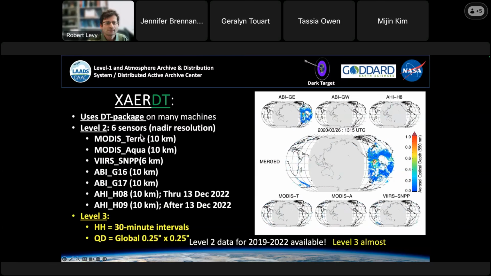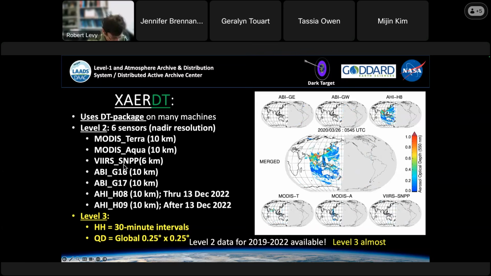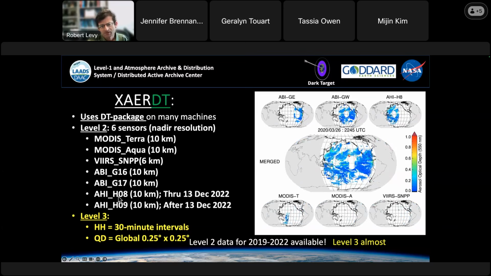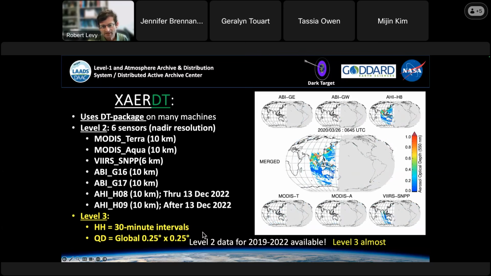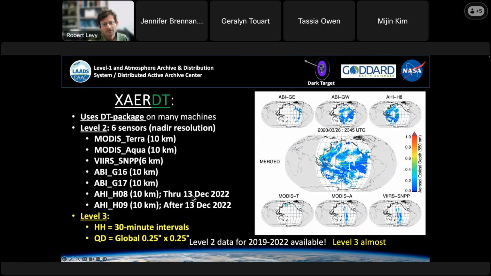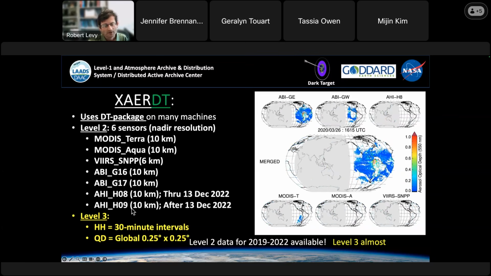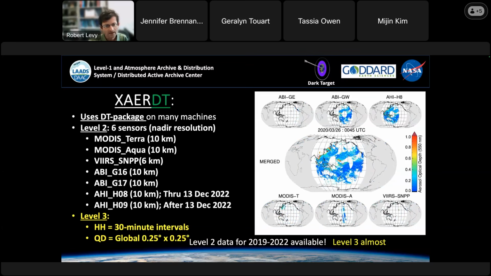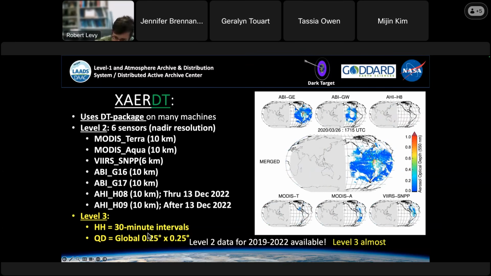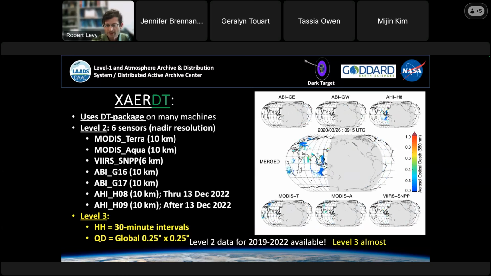So this is 6 sensors that we worked this on. We have MODIS Terra, MODIS Aqua, VIIRS on Suomi NPP, the 2 ABIs, the Himawaris. And it's interesting because for Himawari, we planned to do this from 2019 to 2022, and the operational Himawari instrument through the 13th of December of 2022 was Himawari 08. And then later in the month, they converted to 09. So in the data product, you'll see 08 up to a certain point and then 09 afterward. And then the level 3, which is still almost done, but not quite there yet, will be quarter degree and global degree in half an hour.